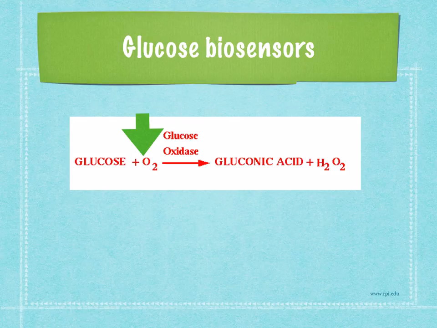Glucose oxidase catalyzes the conversion of glucose to hydrogen peroxide and gluconic acid. An electrode can detect a drop in the oxygen concentration, which initiates an electrical signal proportional to the glucose concentration.